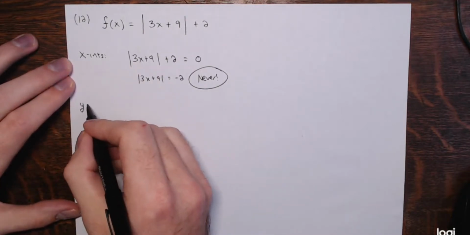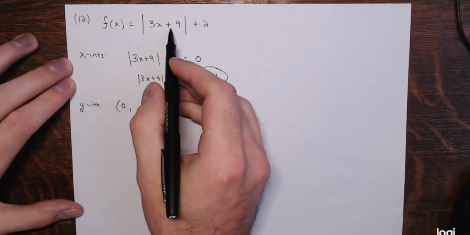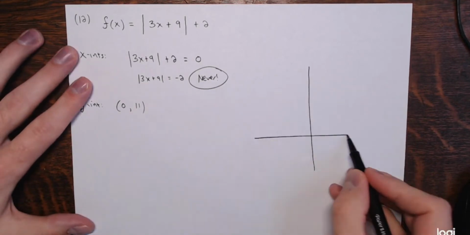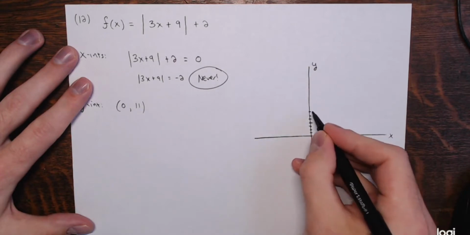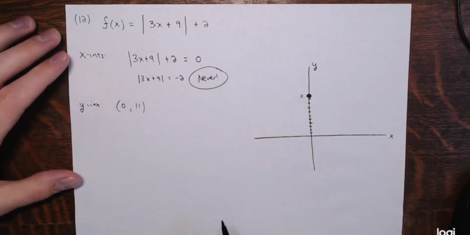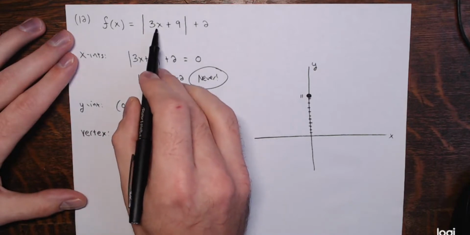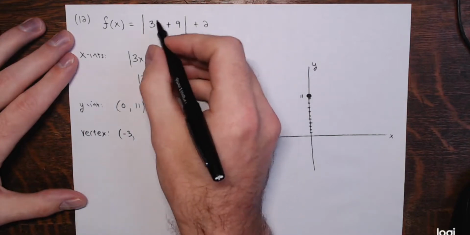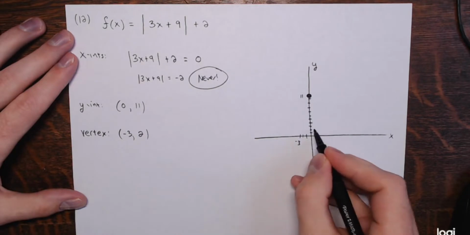The y-intercept is pretty simple. Just replace x with 0, and then this would be 9 here. 9 plus 2 is 11. So again, very, very rough sketch over here. There's (0, 11), the y-intercept. Now the vertex, what value of x makes 3x plus 9 equal 0? That'd be negative 3. So negative 3 for the x, and if I plug in negative 3, this would be 0, and then plus 2. So (-3, 2) is the vertex.